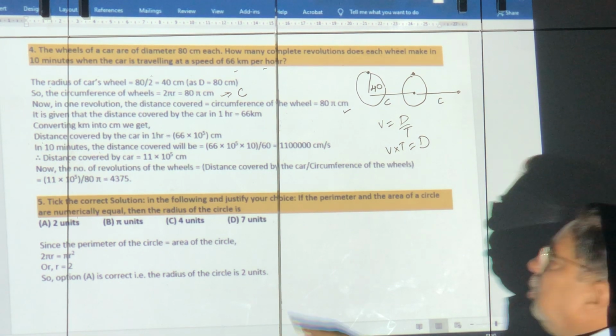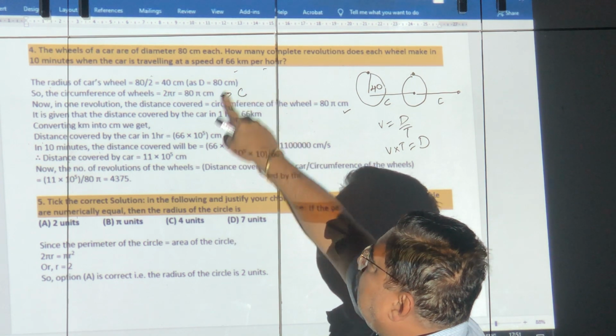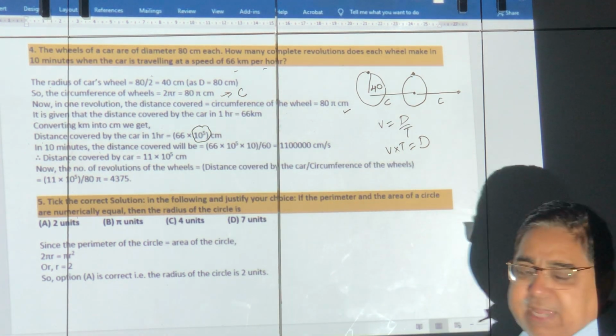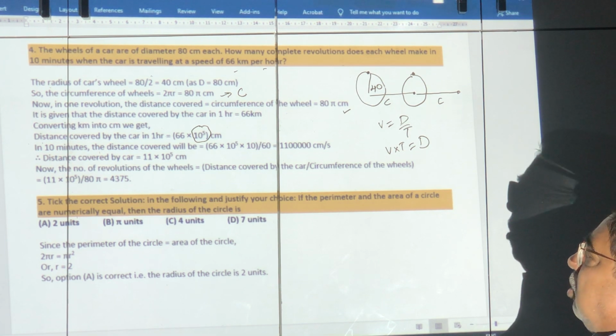Okay, so distance will be so much, 10 raised to 5, because kilometer to centimeter. Don't forget this, 0 marks will come in the exam. Wheel is in centimeter, distance is in kilometer. Centimeter, then meter, and then kilometer. 3 plus 2, 5 zeros have to be added. Okay. So this is how we calculate.